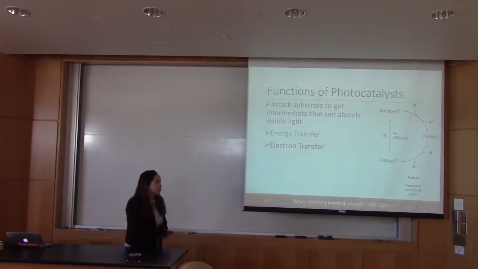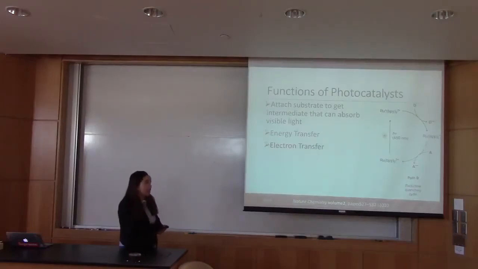This is a reductive cycle for the photocatalyst. The photocatalyst is excited by the hv photon at 450 nanometers, which is the wavelength of blue light, and then it gets an electron from the substrate D, and then it gives the electron it gets back to the substrate A, and they can finish this cycle.